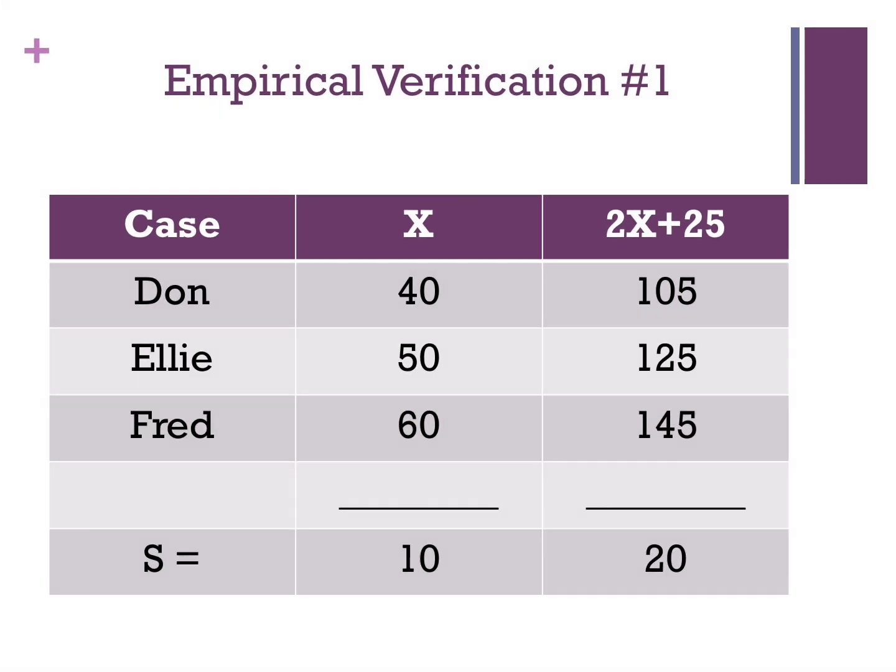Now I'd like you to try your hand at computing the standard deviation of a little data set to give yourself practice computing the standard deviation, and also to verify the rule for transforming standard deviation and to find that it does in fact work. There are only 3 people in the data set. Each person has a score on a measure of well-being. Don's score is 40, Ellie's score is 50, and Fred's score is 60.